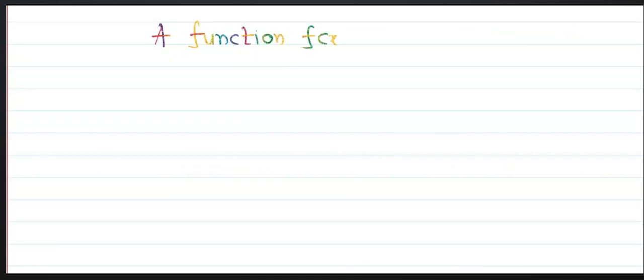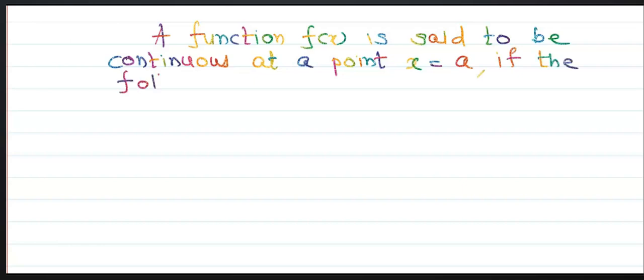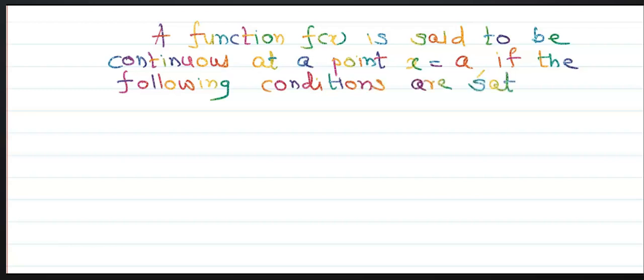Now we'll see the first definition of the continuity. A function f of x is said to be continuous at a point x is equal to a if the following conditions are satisfied. Then what are the conditions?